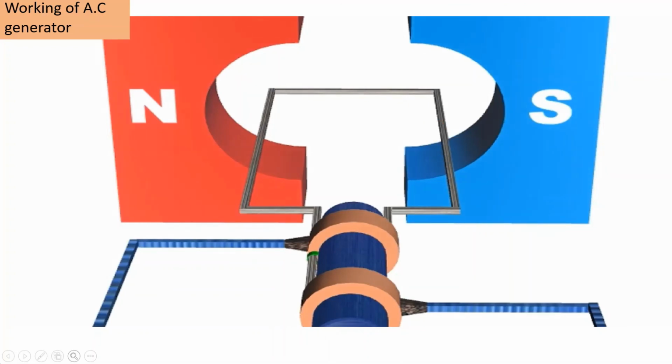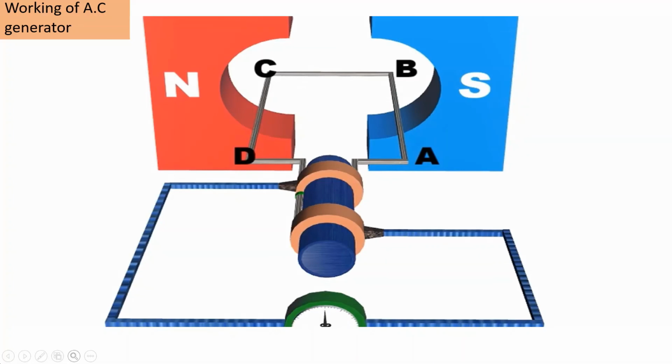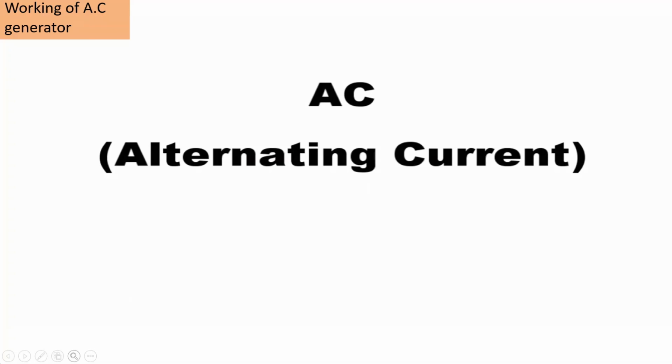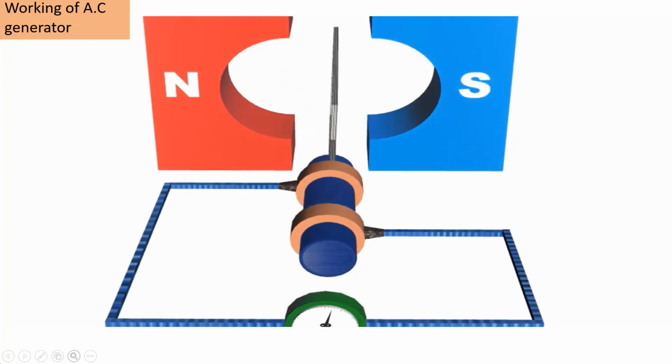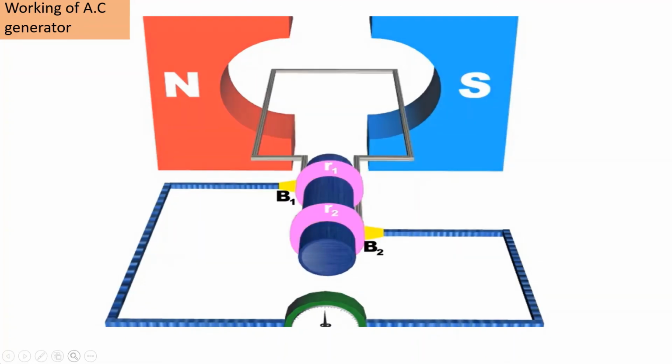This also means that the current exits the coil from brush B1. The current in the external circuit follows the path B1 to B2. Thus, we see after every half rotation, the direction of current in the respective arm changes. Such current which changes direction after equal intervals of time is called alternating current. This is abbreviated as AC. So now you may have understood why this device is called an AC generator.